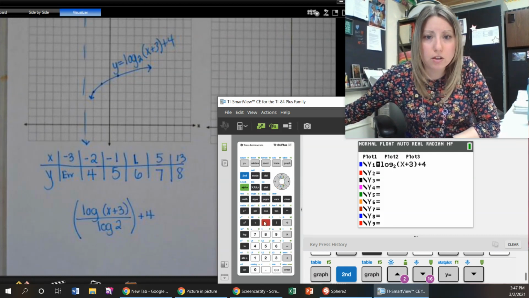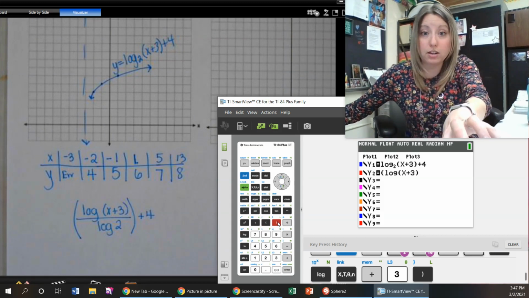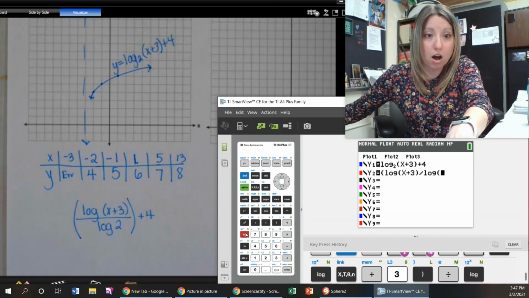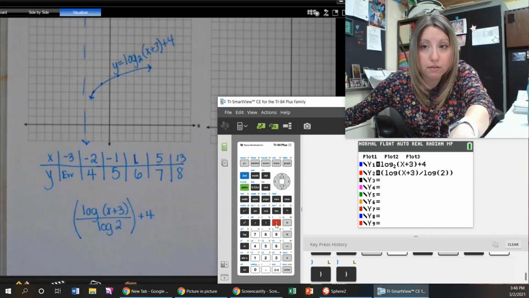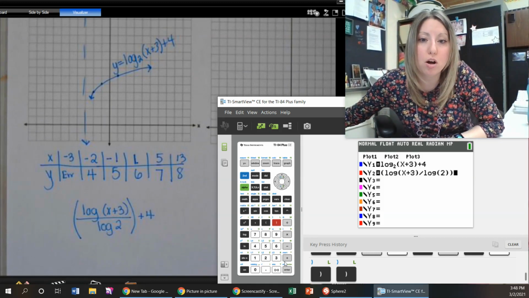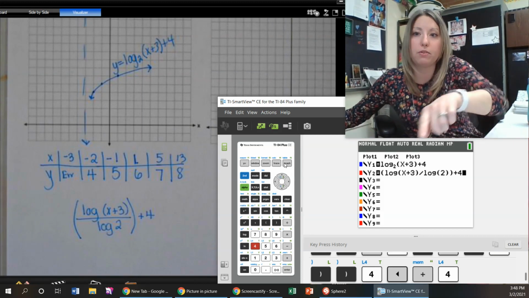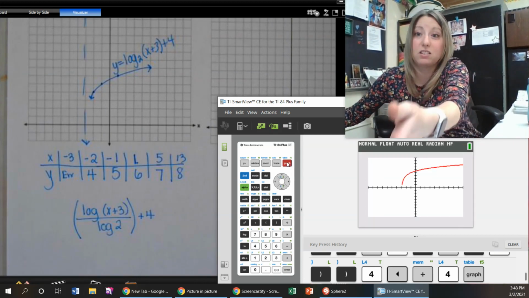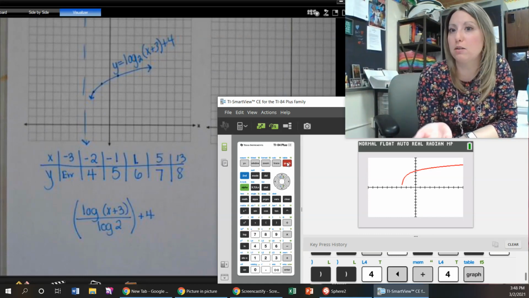So front parenthesis, log of x plus 3. Okay, so now that's just ending that. Now divide by the log of 2, and that ends that particular piece. Now, one more set of end parentheses encompasses that whole log. Now you can put +4 at the end. Ooh, how about the plus first? +4 at the end, and it's still the same thing that I have in Y1. And see, it's showing you that it's the same thing by graphing straight over it. All the points are exactly matched.